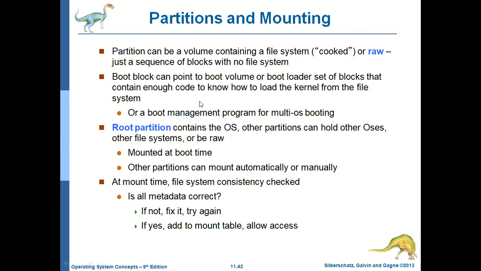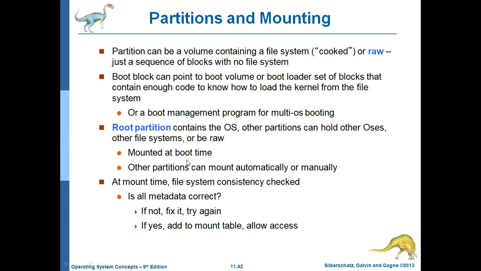Then comes partitions and mounting. What do you mean by partition? A partition can be a volume containing a file system. That is relevant when you are doing any kind of booting, the boot volume or loader. We have multiple sets of blocks. The root partition contains the operating system. Other partitions can hold other OSs or other file systems.